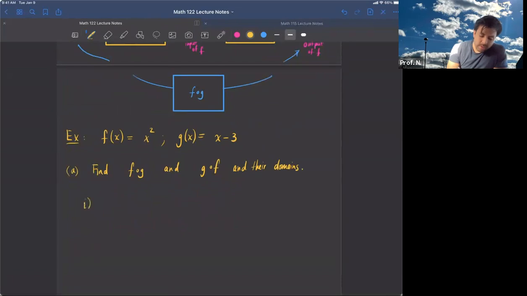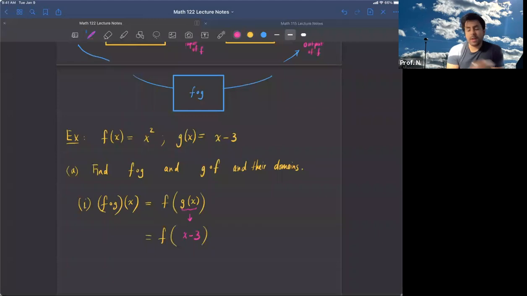Okay, so the first guy, right? The first guy is f follows g of x. So what is f follows g of x? Well, we can rewrite this as f is being applied to g of x. And then what is g of x though? g of x is defined to be x minus 3.